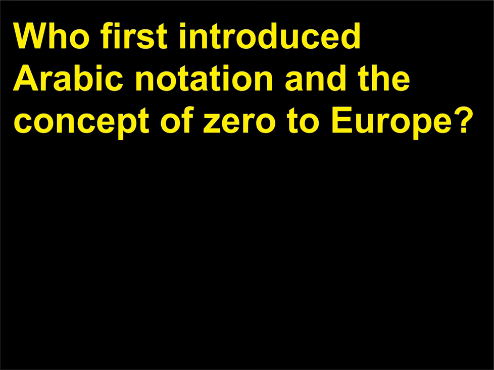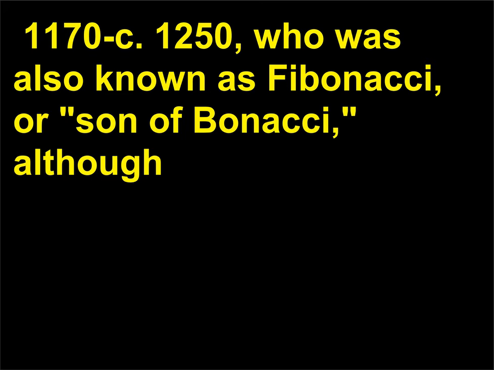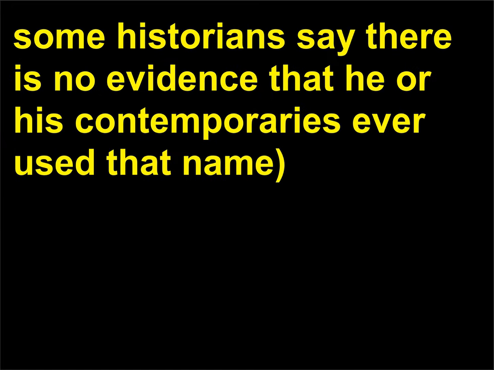Who first introduced Arabic notation and the concept of zero to Europe? Italian mathematician Leonardo of Pisa, c. 1170 to c. 1250, who was also known as Fibonacci, or son of Bonacci, although some historians say there is no evidence that he or his contemporaries ever used that name, brought the idea of Arabic notation and the concept of zero to Europe.